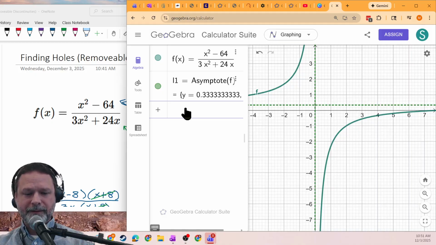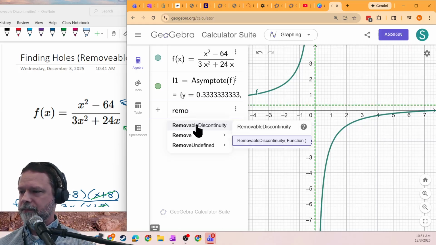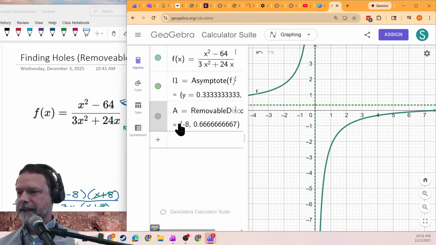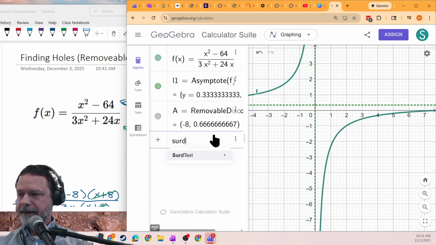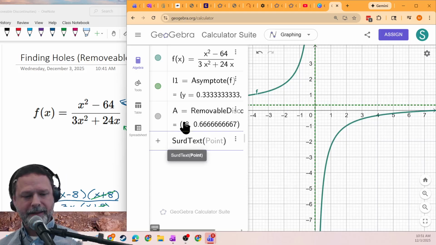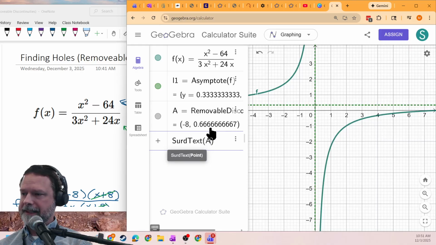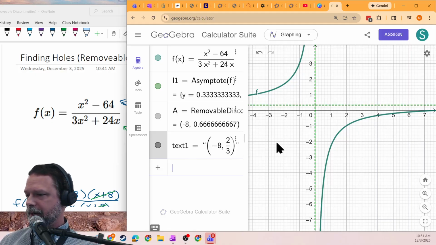And I can find the holes. This is really neat. This I didn't put in my last video, but you can actually type in removable discontinuity and put in f. Look at that. There's a hole. Where's the hole? At -8, 2/3. And with a point, actually, I think this would work. Insert text. Can we put in a point? We can. So this point is A. If you need to, an easy way to figure out what that is as a fraction, there it is. So, -8, 2/3.